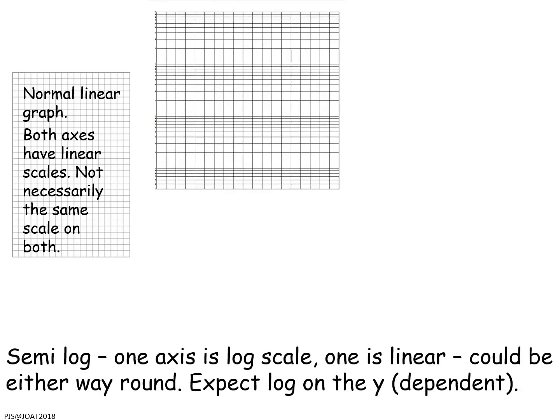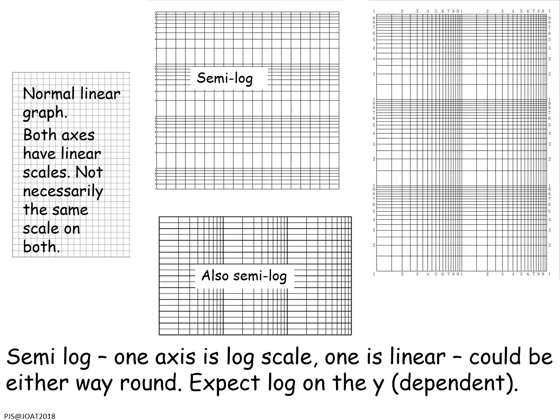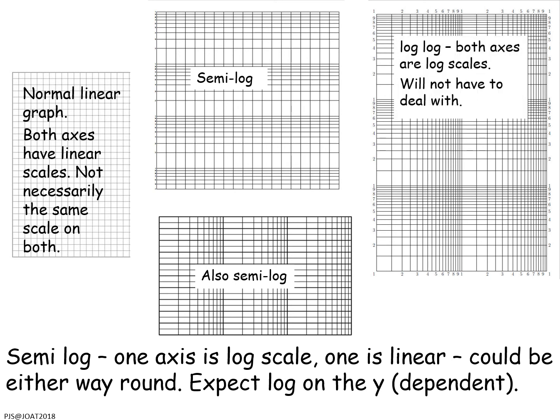This would be a linear graph, where both axes have linear scales. This would be a semi-log. This is also semi-log, but you're unlikely to see this one, as it's going in the other direction. And just to be complete, this is a log-log scale. You are not going to see that.